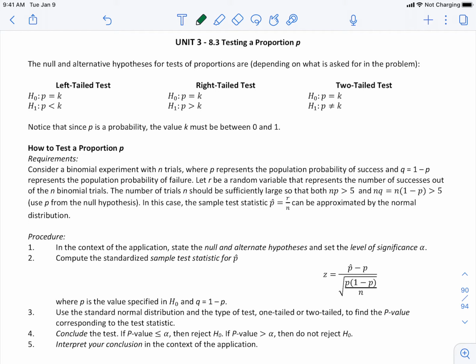And then for a left-tailed test, the alternate is P is less than K. For a right-tailed test, P is greater than K. And for a two-tailed test, P is not equal to K. Note that since P is a probability, the value K must be between 0 and 1.